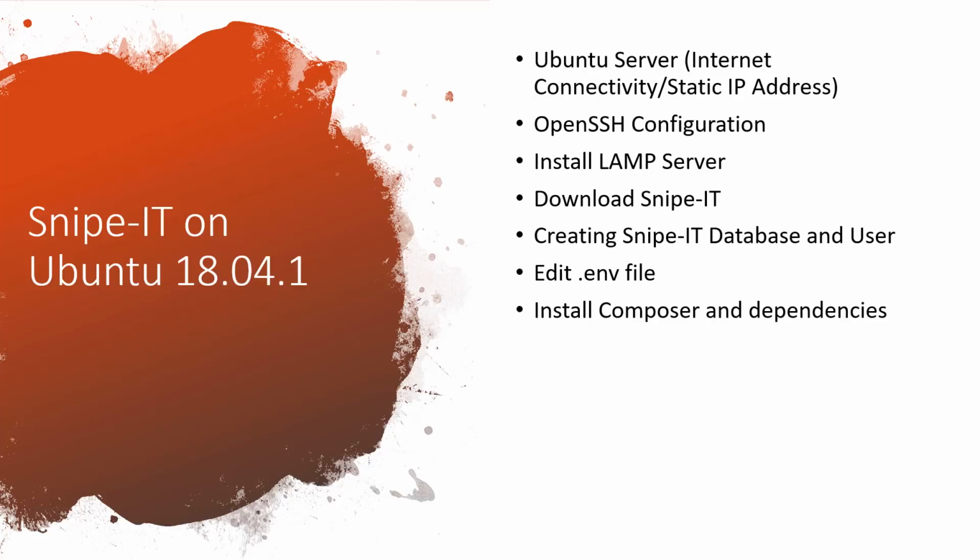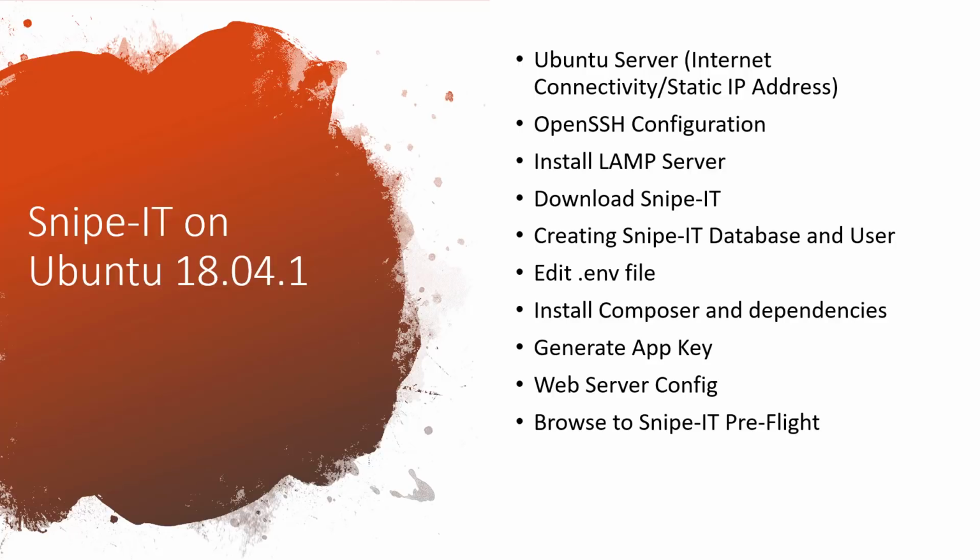And then we will install Composer and install dependencies. And after that, we will generate the app key. That app key will automatically update itself in the .env file, which is the environmental file. And after that, we will configure the web server. And after configuring the web server, finally, we will browse to SNIPE-IT pre-flight.